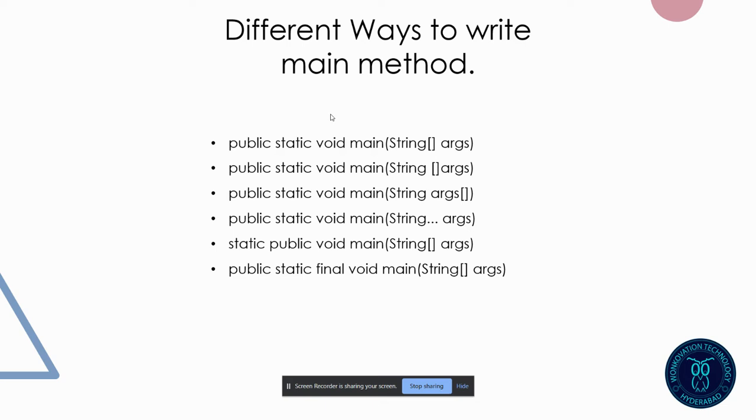In the fifth method, we have switched the position of public and static. So it is now static public void main. And in the last method, we have introduced a new keyword final in the method declaration.